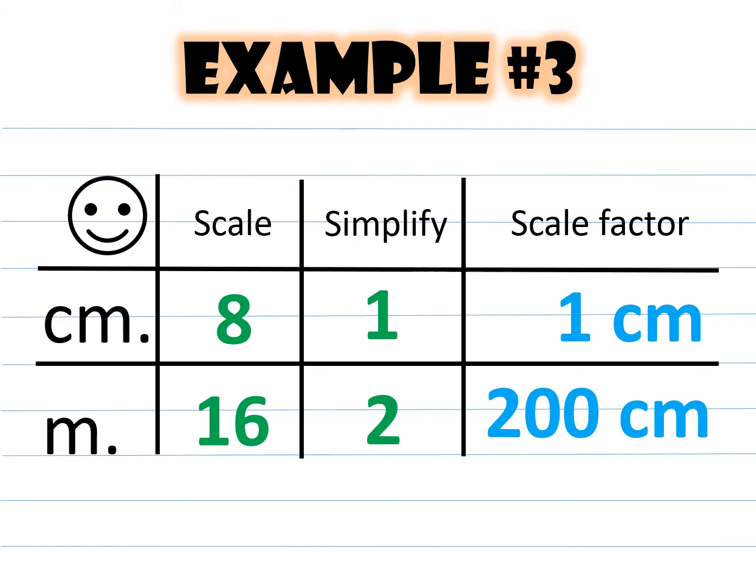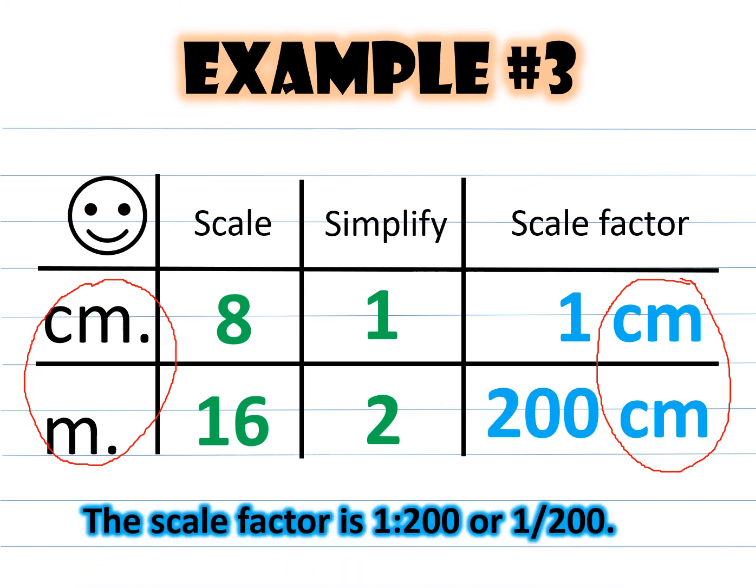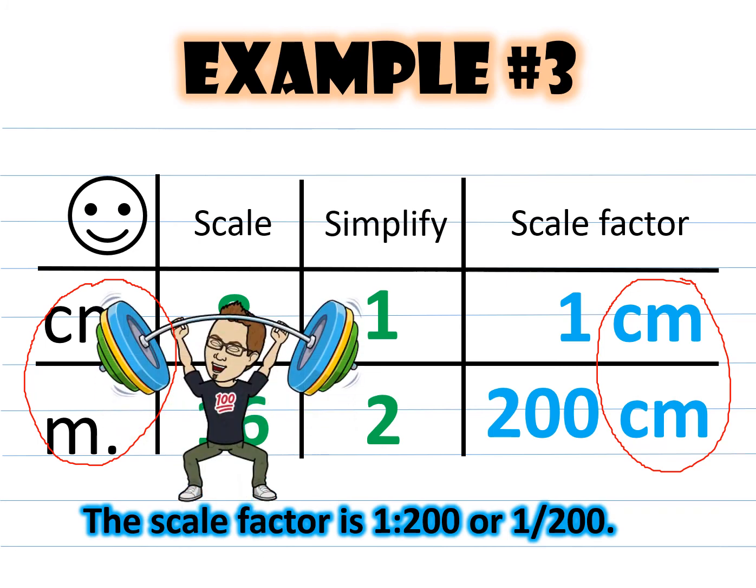Observe how both of these both say centimeters. When we started off, it said centimeters and meters, but when we finished, it says centimeters and centimeters. That means that the scale factor is either 1 to 200 or 1 over 200. That's it.